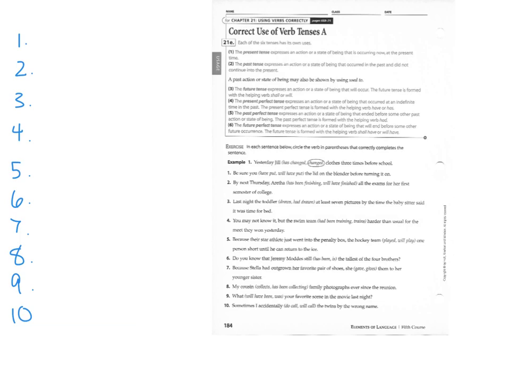And what we want to do on the side here is just figure out what tense it is. So let's see. For number 1, be sure you have put. Okay. And if we have 2 verbs, that means it's going to be a perfect tense. Have is in the present tense. So this is going to be present perfect. So please be sure you've put the lid on the blender before turning it on. For number 2, by next Thursday, Aretha will have finished all the exams of her first semester of college. So will, that indicates future. Okay. Since we have have finished, that's going to be future perfect.